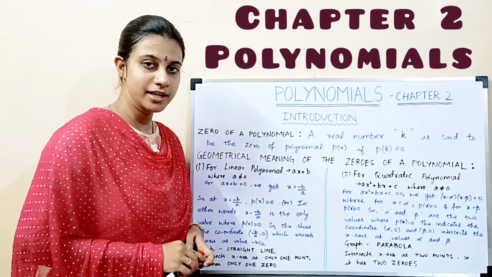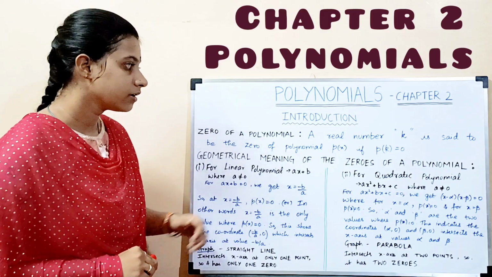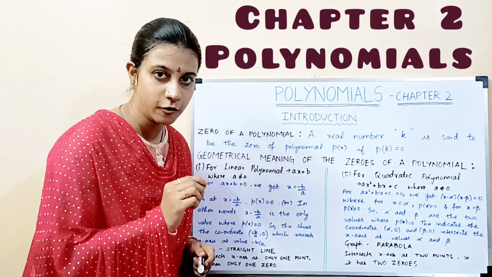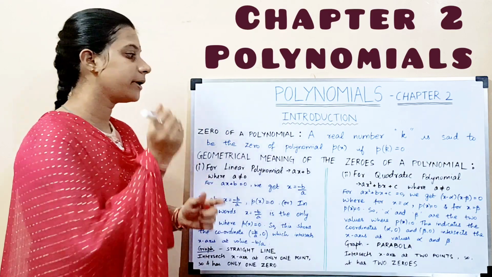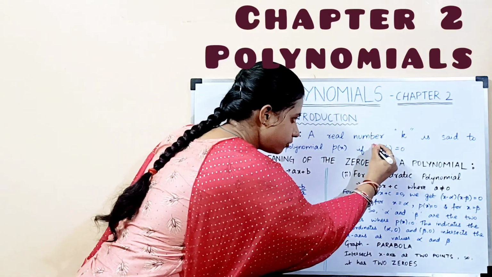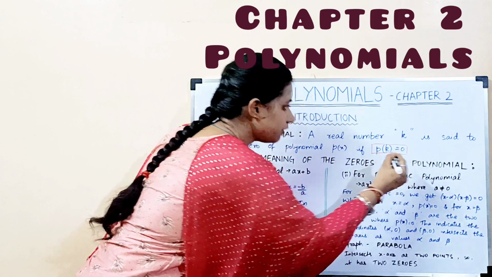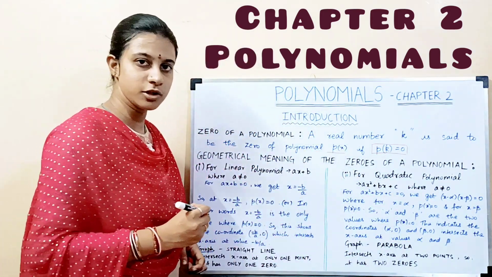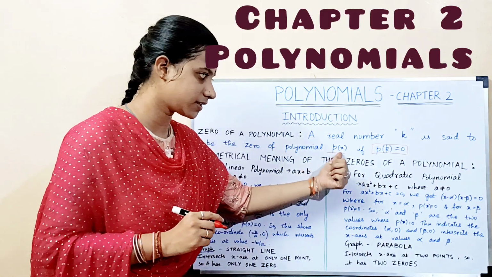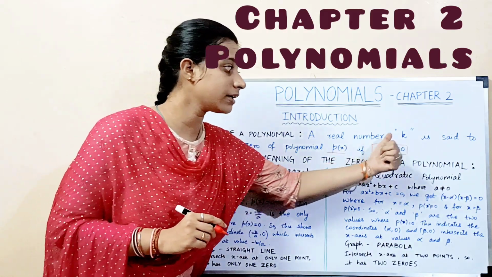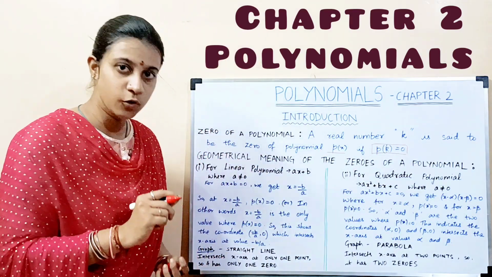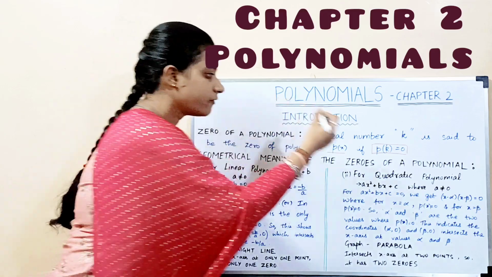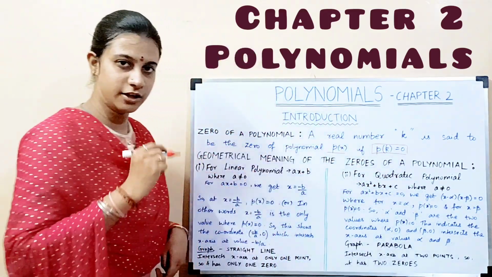Now let's see about the zeros of a polynomial. A real number k is said to be a zero of the polynomial p of x if p of k is equal to 0. Generally we represent polynomials as p of x, that is, the expression with the variable x. If a real number k is a zero, then it should satisfy the polynomial p of x, that is, we should get p of k as 0.